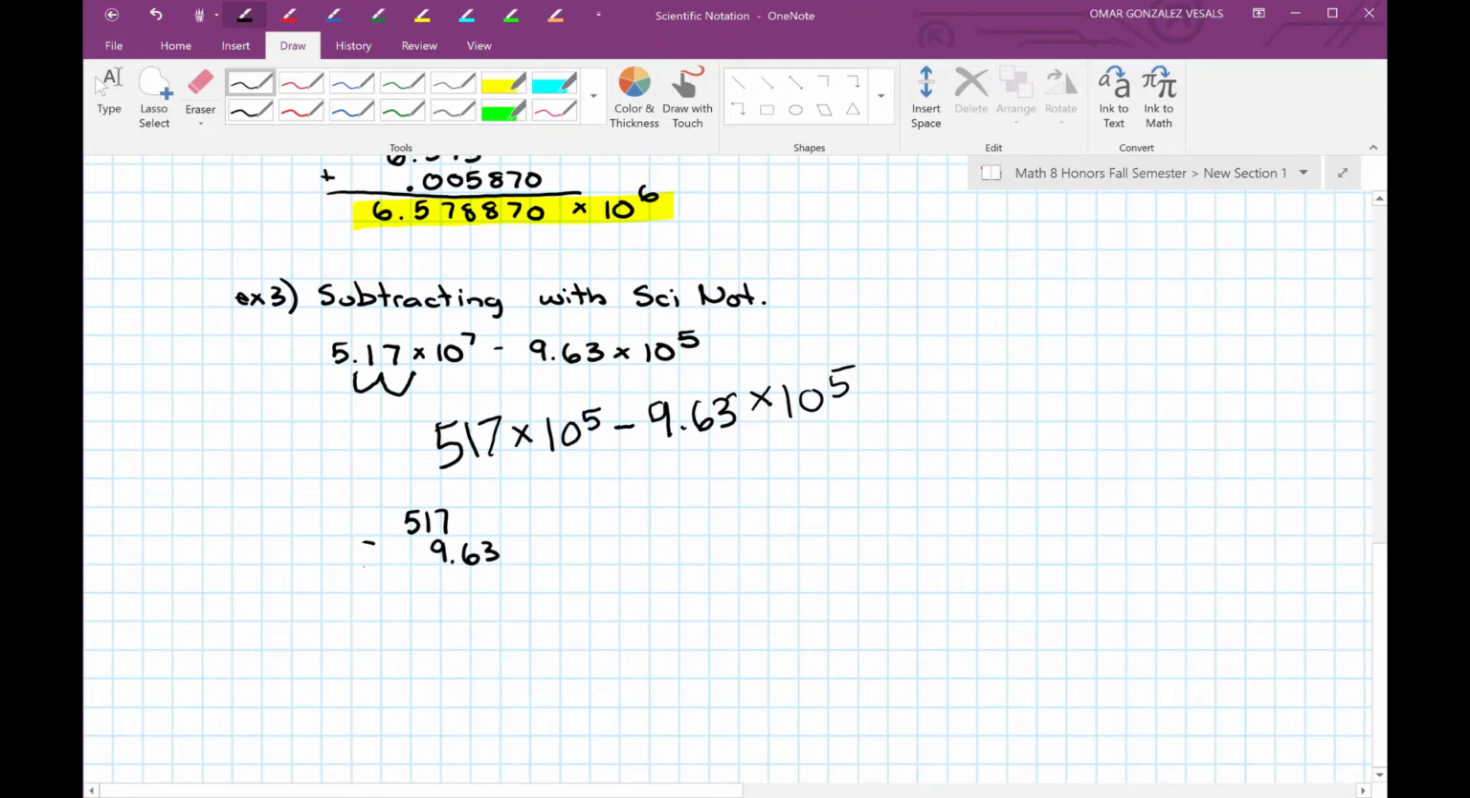So it's going to be 9.63. Now I see a lot of people just bring down a 6.3. Do we bring down a 6.3? No, right? That's zero. You would have to give.